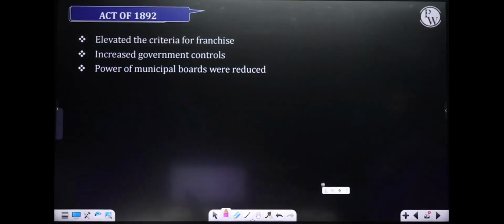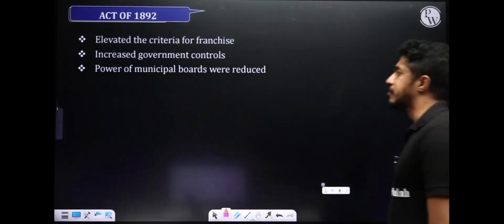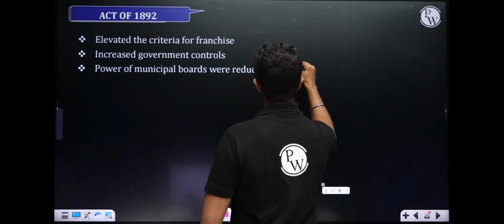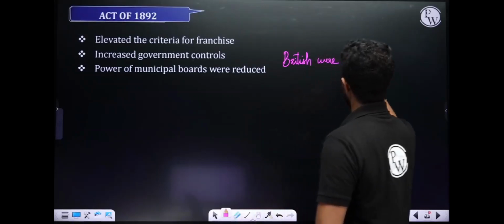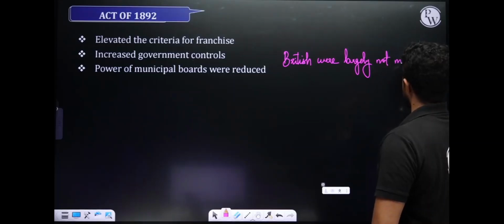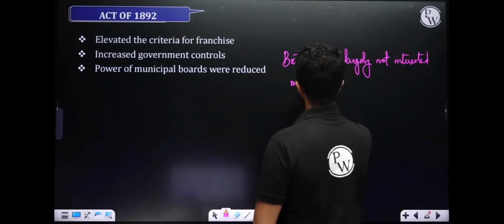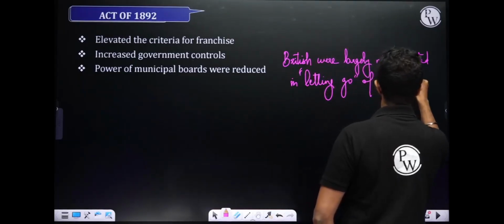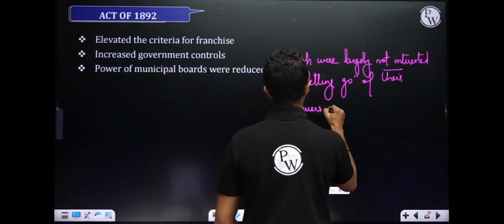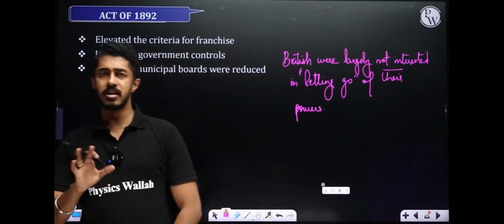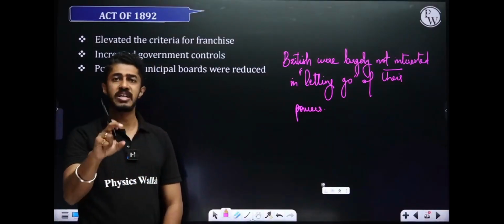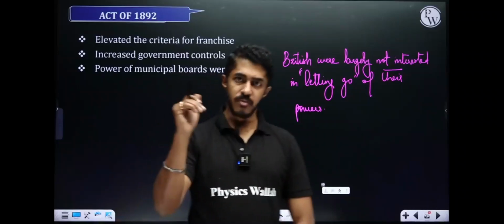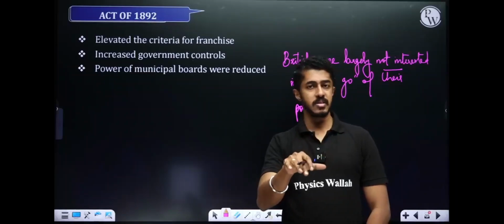Act of 1892 elevated the criteria for franchise, increased government controls, and the powers of municipal boards were reduced once again. Bottom line is simple. Once again, reduced. That means if you really see, British were largely not interested in letting go of their powers. Allowing local representation, all that, they were generally not interested in it. That is why you will always find more of officials in the board. Chairman, always it used to be official, not an elected person. The presence of officials or presence of the collector or officers from the imperial civil service, all of these used to be there.